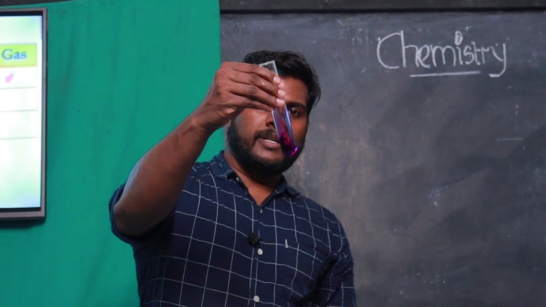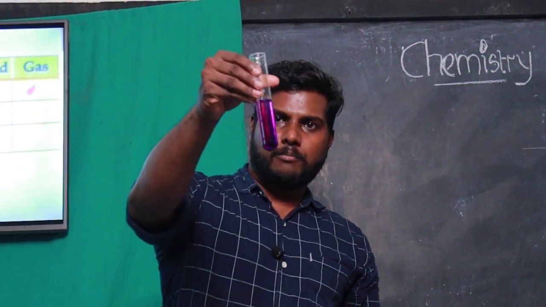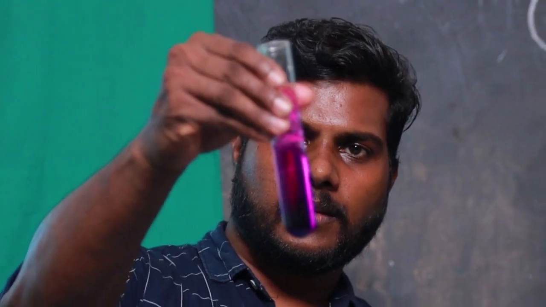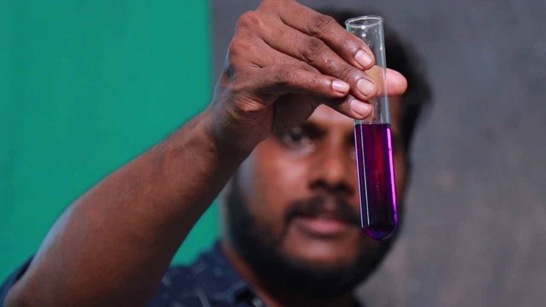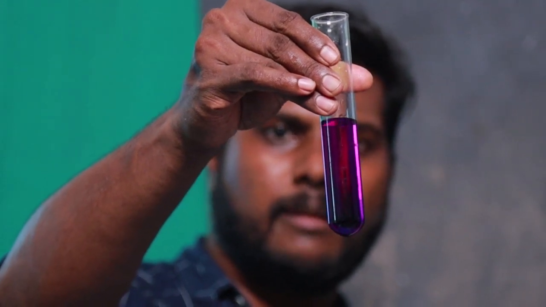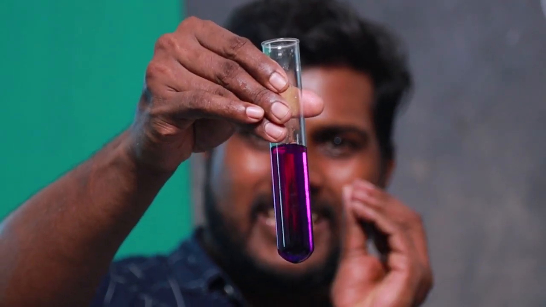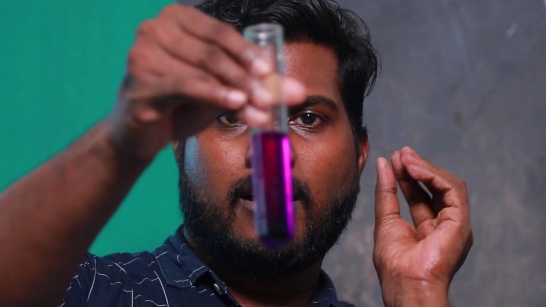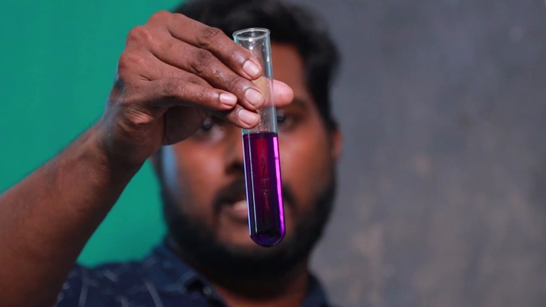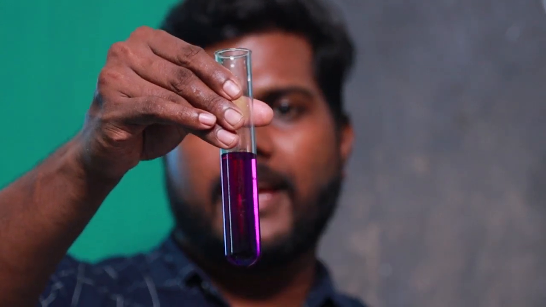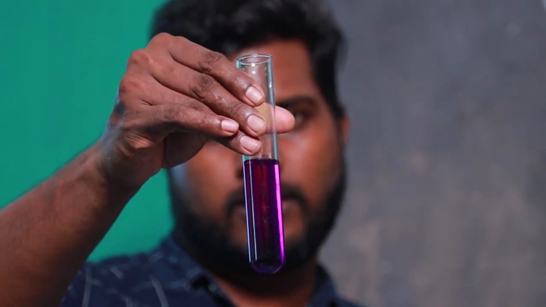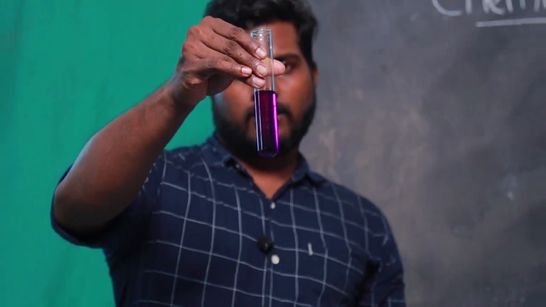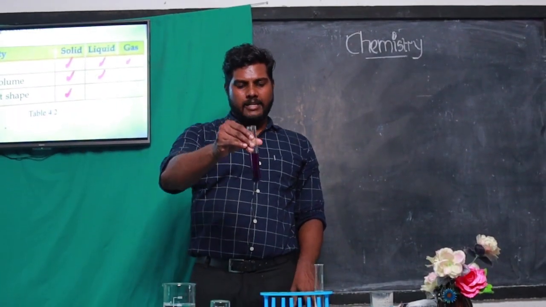You can observe what changes are happening here. The crystals become tiny particles. We can't see the crystals, but we feel the presence of those crystals, that is, we can see the violet color. That is the tiny particles.